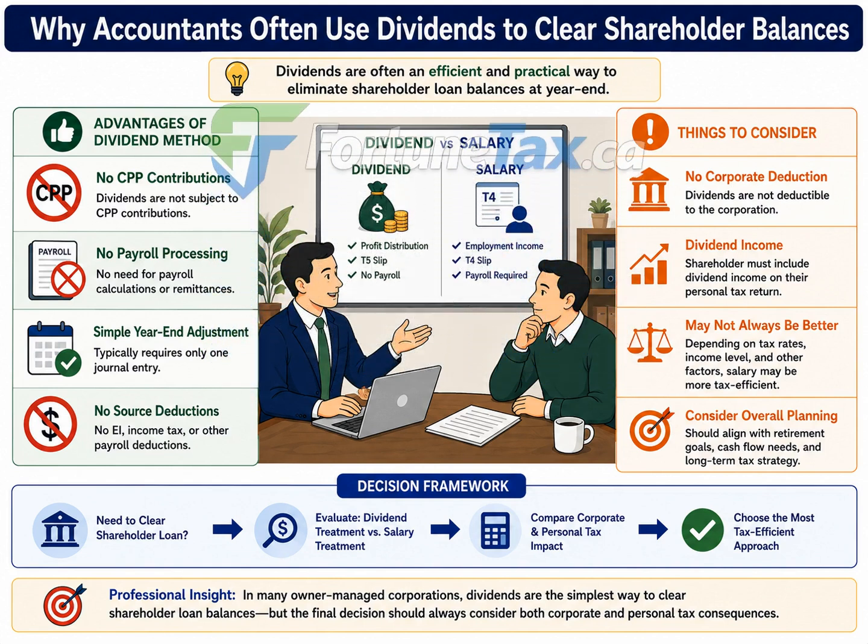The key takeaway is that dividends are often the easiest way to clear a shareholder loan balance. But simplicity alone should not drive the decision. The best choice is the one that balances administrative convenience, corporate tax considerations, personal tax consequences, cash flow needs, and long-term planning goals. For that reason, the decision between dividends and salary remains one of the most important tax planning discussions in owner-managed corporations.